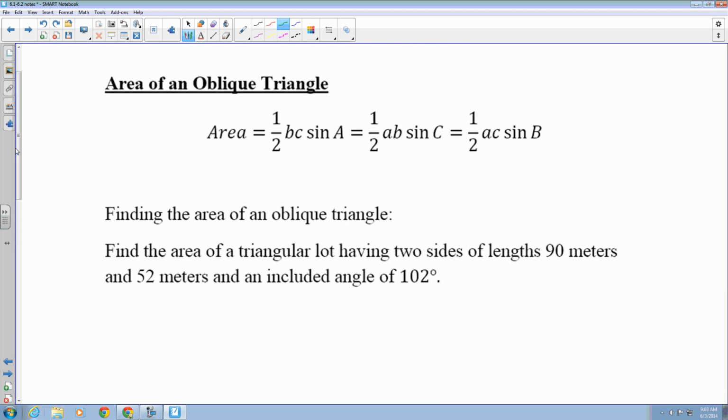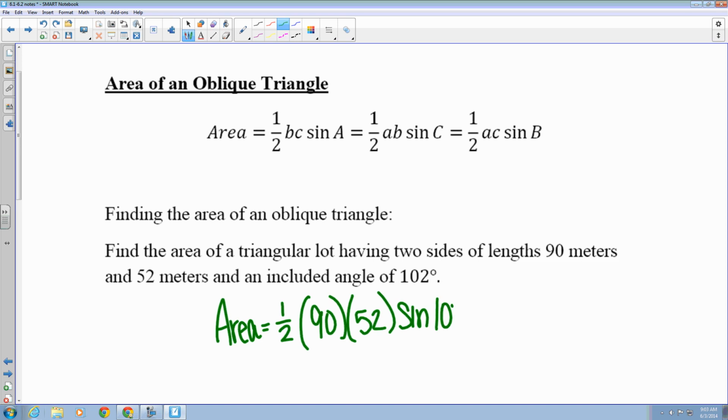Okay, for the area of an oblique triangle, you're going to be given 2 sides and an angle which doesn't match either of those sides. If you have that situation, then you know this is the equation you're going to use. 1/2 times both sides times the sine of the angle that you were given. So area is 1/2 both sides times the sine of the angle you were given. That's it.